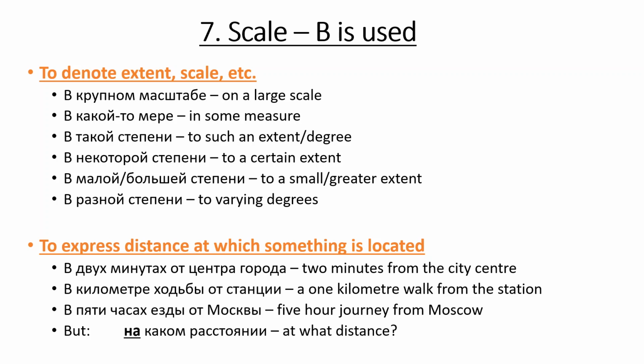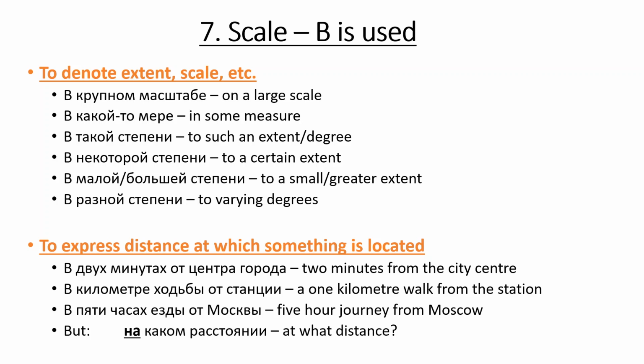And then в with the prepositional is also used to express distance at which something is located. So whether you're measuring it in minutes or kilometers or hours or however you're measuring it, if you're saying that from here to there it is this amount, then you use в and the prepositional. So for example, в 2 минутах от центра города. В 2 минутах, so that's 2 minutes in the prepositional case. 2 minutes from the city centre.